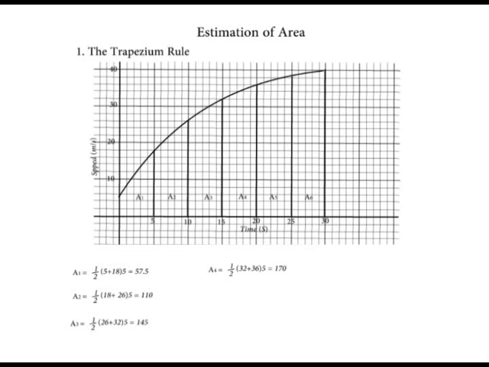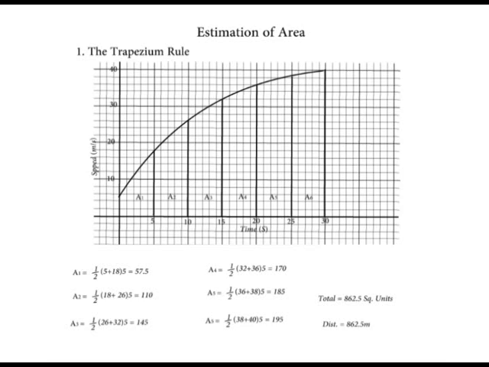Area 5, a half times (36 plus 38) times 5 gives us 185. Area 6, a half times (38 plus 40) times 5 gives us 190. Total area will be equal to 57.5 plus 110 plus 145 plus 170 plus 185 plus 190, giving us 862.5 square units. And so the distance covered is 862.5 meters.